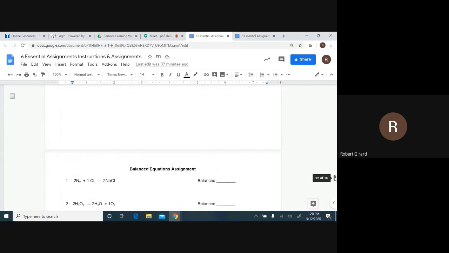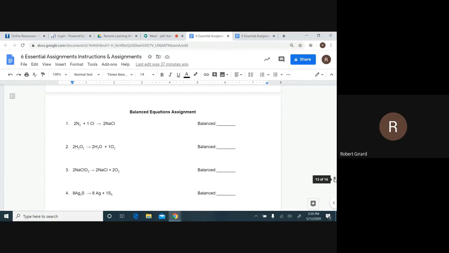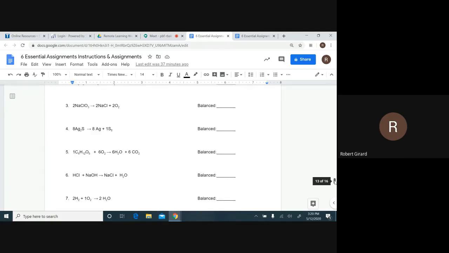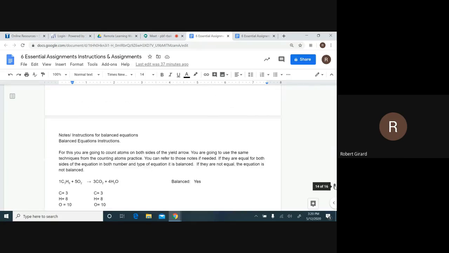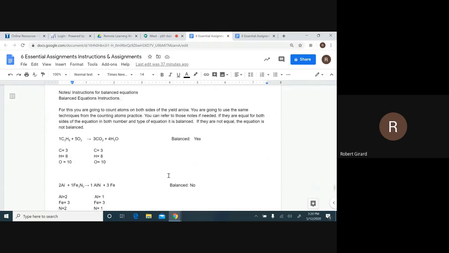The fifth assignment is balanced equations. And for this one, there's also an attached instruction sheet. For this, you're seeing if the number and type of atoms on one side of the equation equals the types and number of atoms on the other side of the equation. Use the yield arrow as a halfway point. So in this first example, if you drew a line straight down through the arrow, on the left side, the reactants, you count your atoms just like in the counting atoms practice.